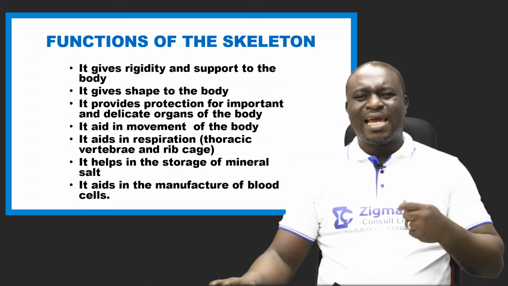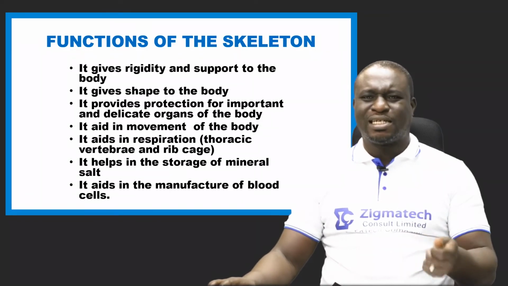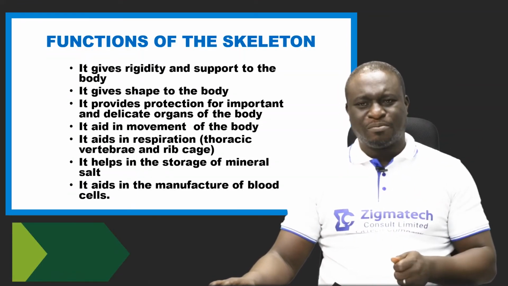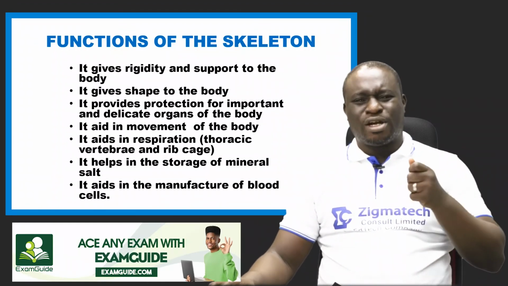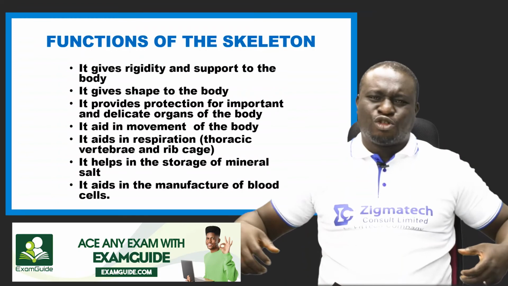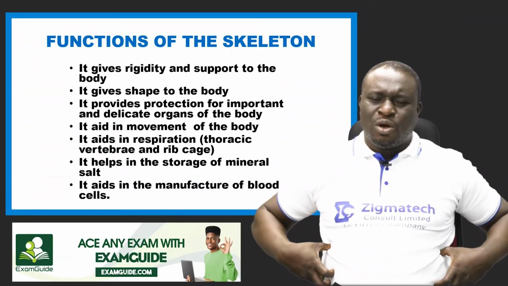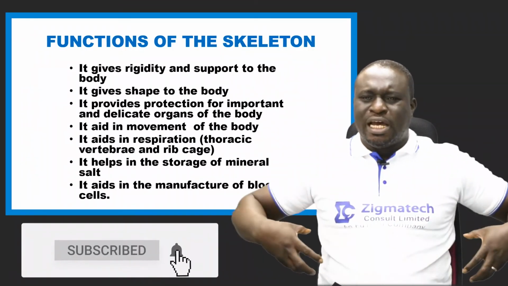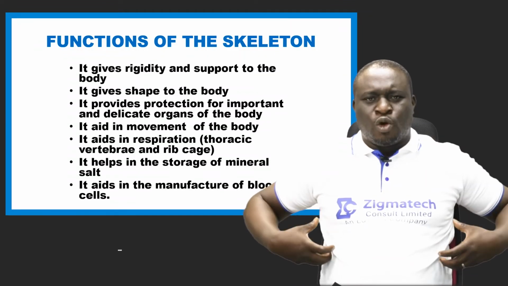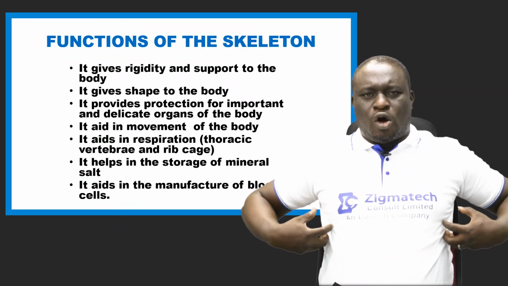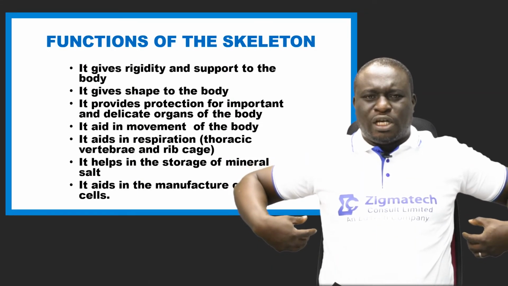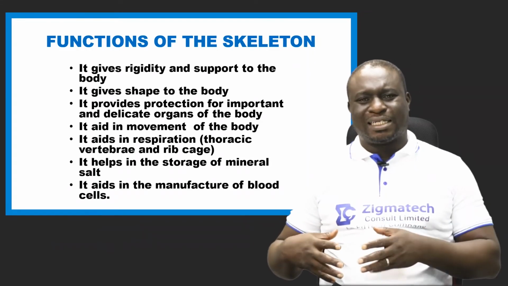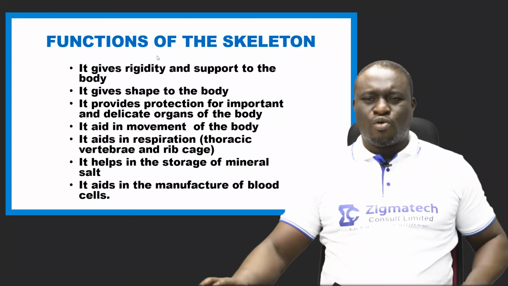Number four, it aids in the movement of the body. We have seen that with the help of the muscles. Number 5, it aids in respiration. That has to do with the ribs. Remember we talked about the ribs? We said one of the functions of the ribs, not just protecting the heart and the lungs, is that it also aids in respiration. When you breathe in, your rib cage goes up and outward. And when you breathe out, it falls down and goes inwards. So the ribs are also a part of the skeleton and aid in respiration.